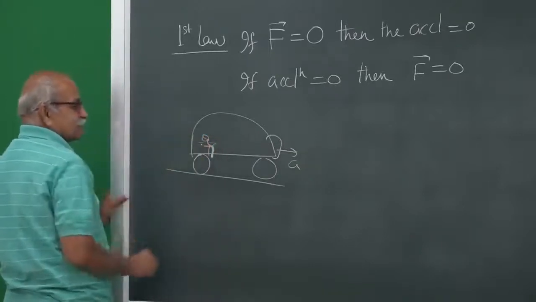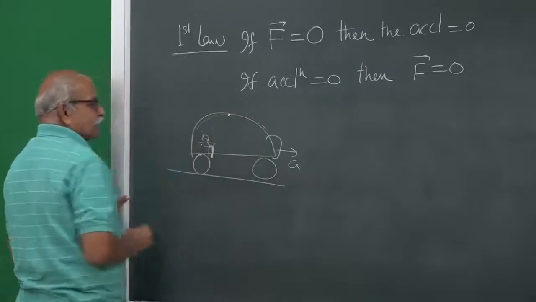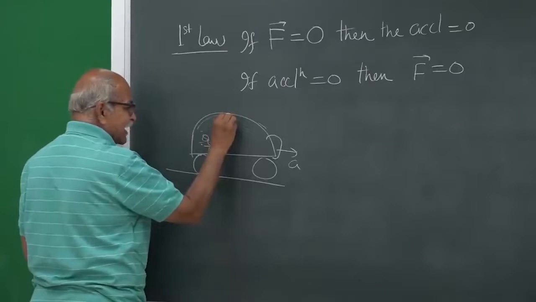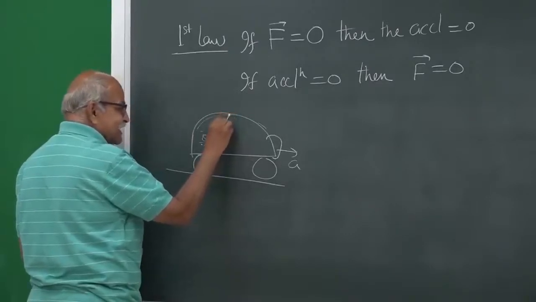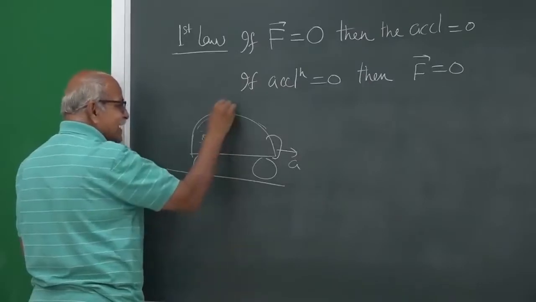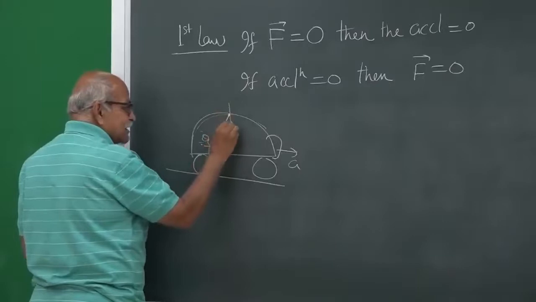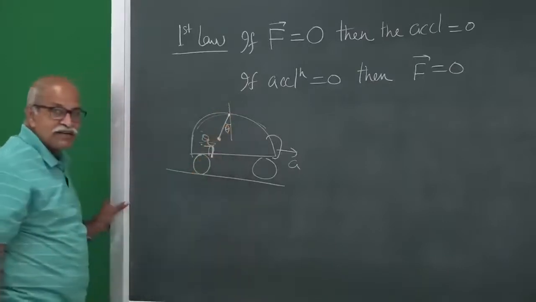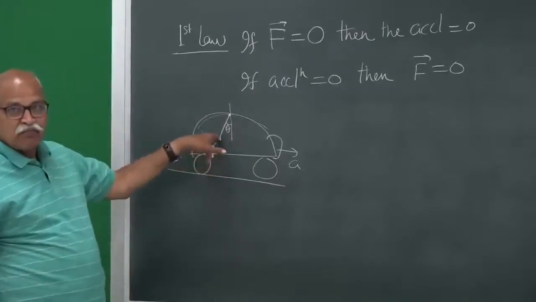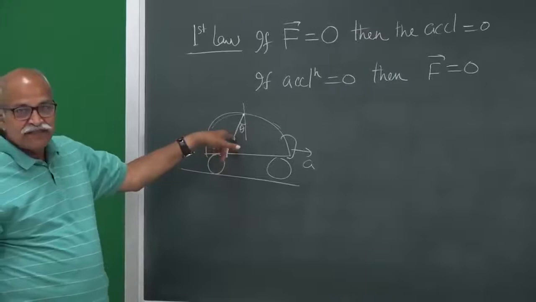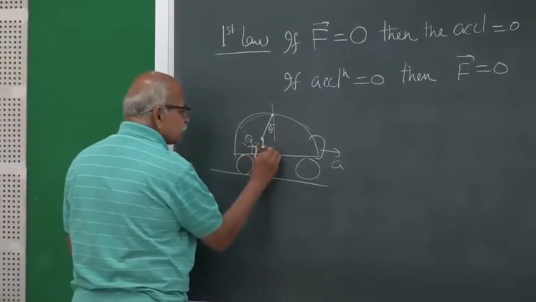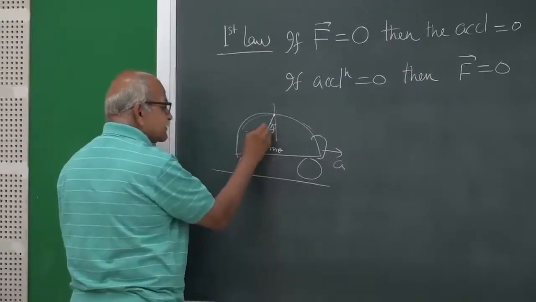From the car's body some pendulum is hanging. What do I see? I see that the pendulum, the string does not stay vertical, it makes some angle theta with the vertical. Now, if I think of this particle, this bob of the simple pendulum, what are the forces? The forces are its weight mg and then the tension T.